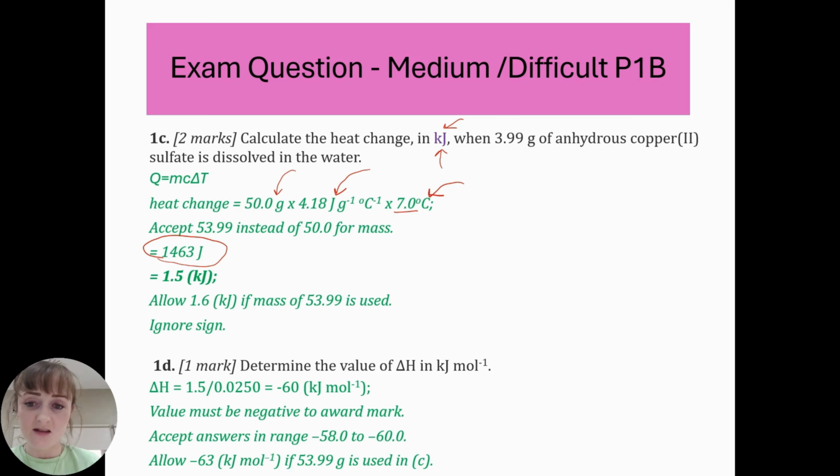In part D, you're asked to determine the value of the delta H in kilojoules per mole. So what we know so far is that the energy that has been released, or the energy that the water has gained, is 1.5 kilojoules. That's because the 0.0250 moles of copper sulfate released it, which means that per mole, what was released was minus 60 kilojoules per mole. Note here that you have to express this as a negative value.